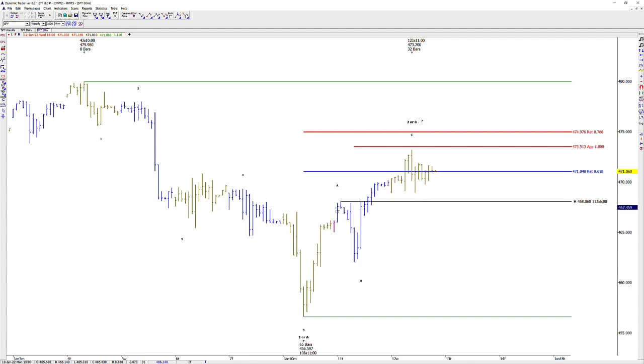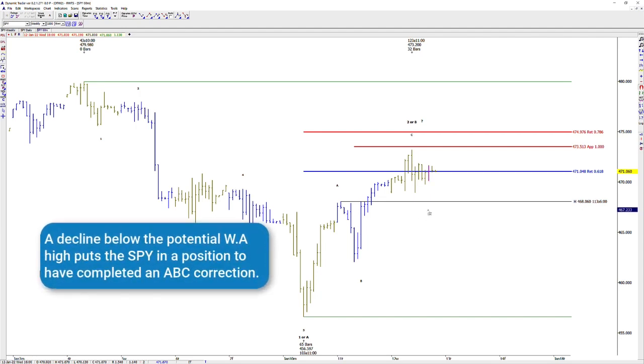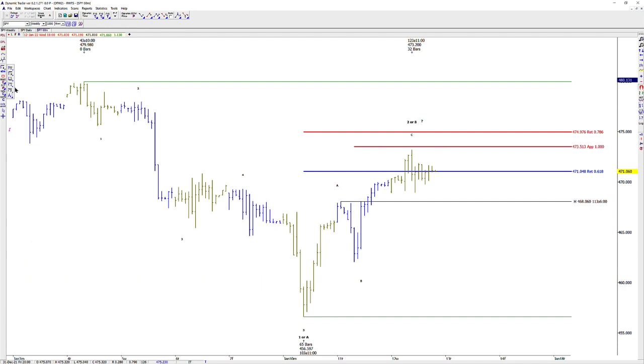But a decline below the wave A high would at least be a warning that the SPY is in a position to have completed an ABC correction. Now, since we don't have that better defined closing overlap, what would be the definitive signal that an ABC correction is complete? Well, a trade below what I have labeled as the wave A high. So we'd look at a decline below the potential wave A high as a wake-up call that the SPY is in a position to have completed an ABC for wave 2 or B.